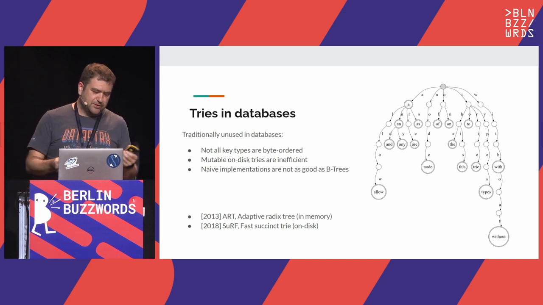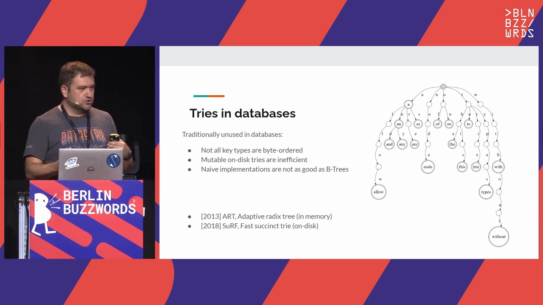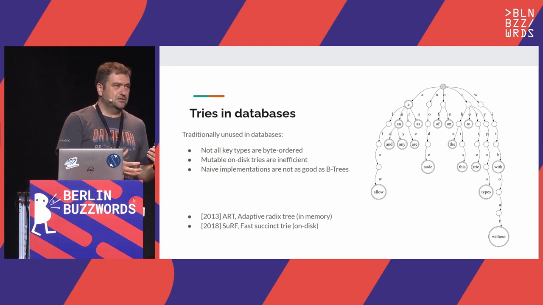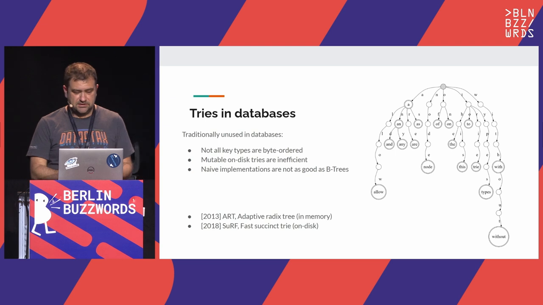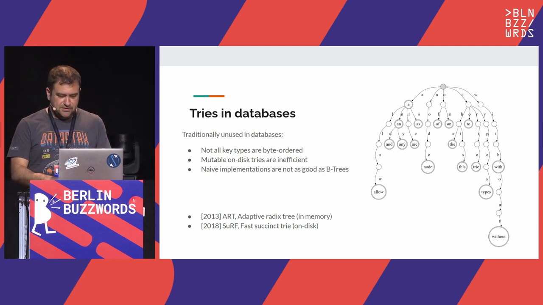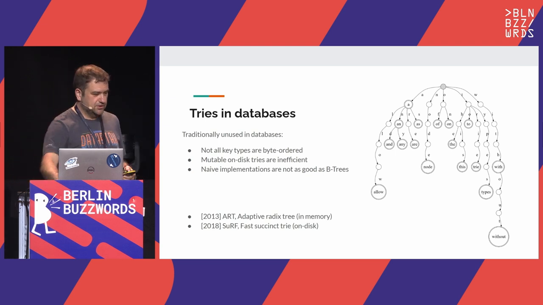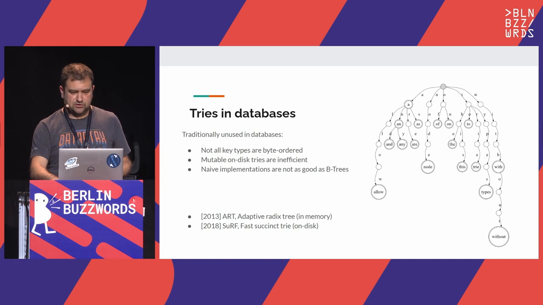There was another paper later, in 2018, which also showed how we can store on-disk data. As long as it's immutable, we can have an index which is very efficient using tries again. Around this time, we already had our first implementation of tries for Cassandra.